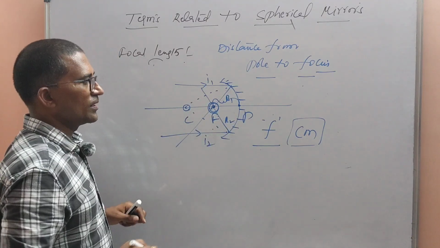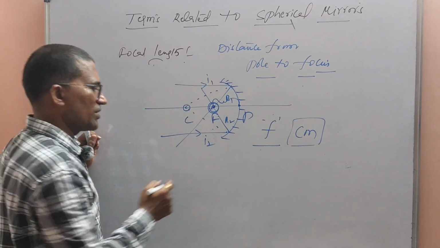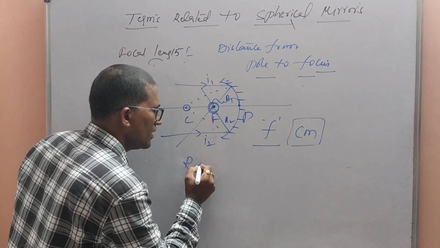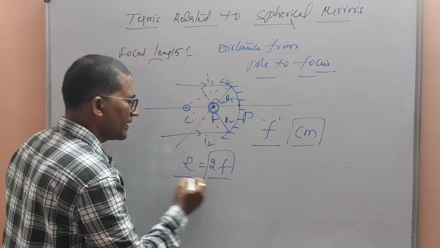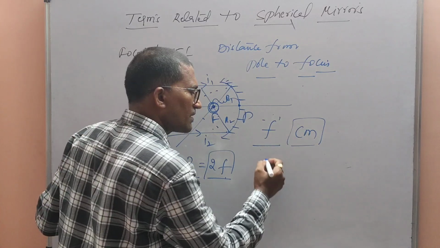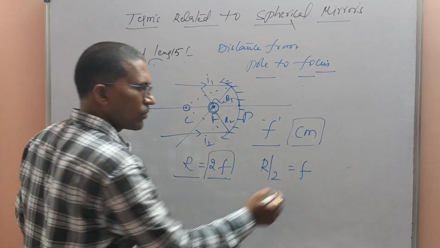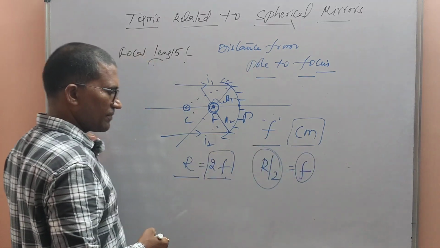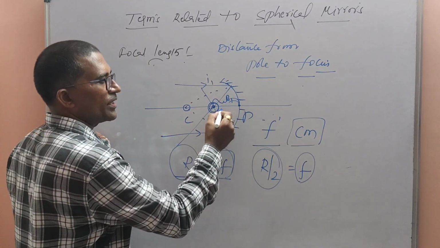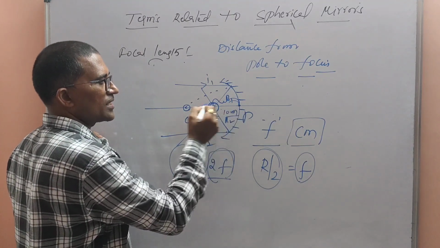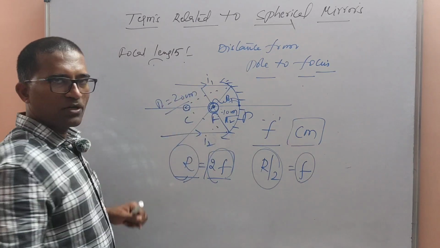If you observe one common thing, the focal length will always be half of the radius of curvature. We have a formula, R is equal to 2F. If I double the focal length, I get the radius of curvature. If I halve the radius of curvature, R by 2 is equal to focal length. Radius of curvature will always be double the focal length. If the distance from here to here is 10 centimeter, then the distance from here to here will become 20 centimeter. R will become 20 centimeter because it is double the focal length. Remember this.